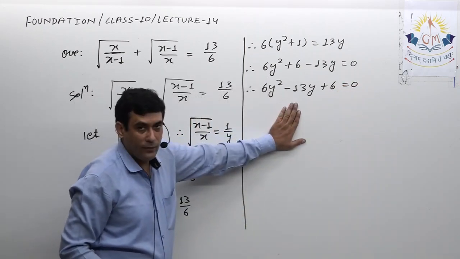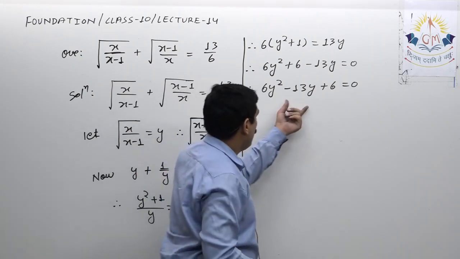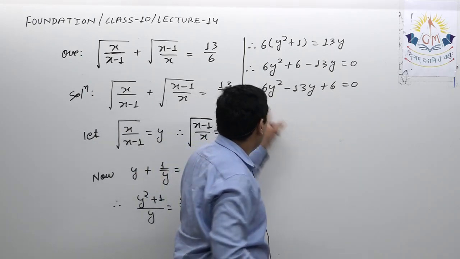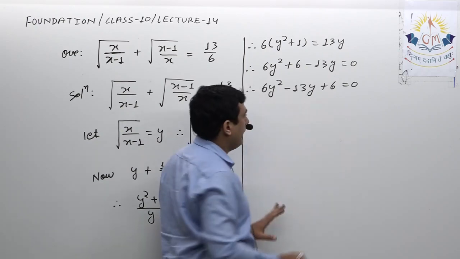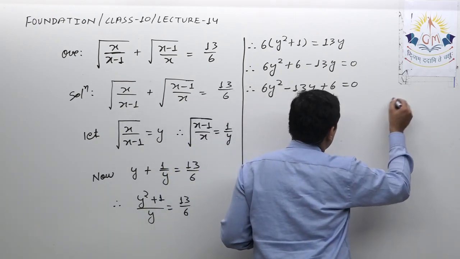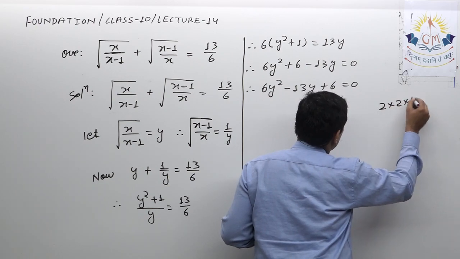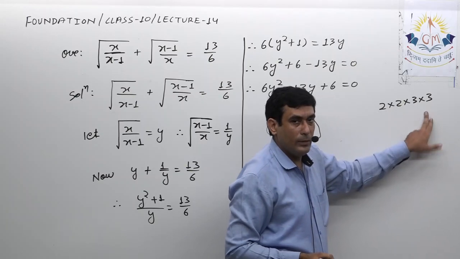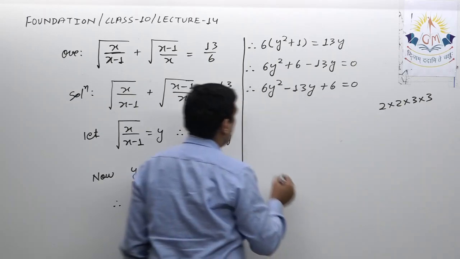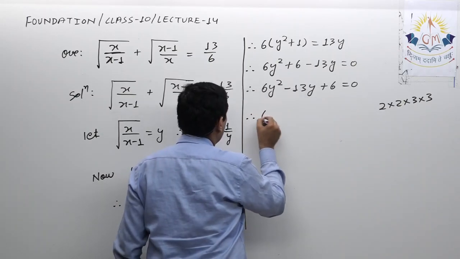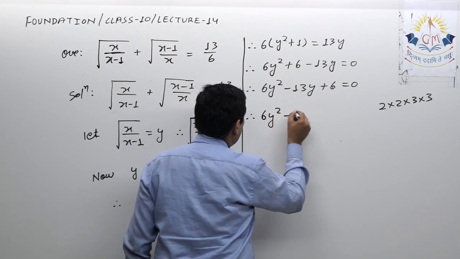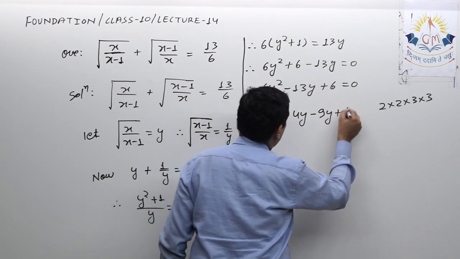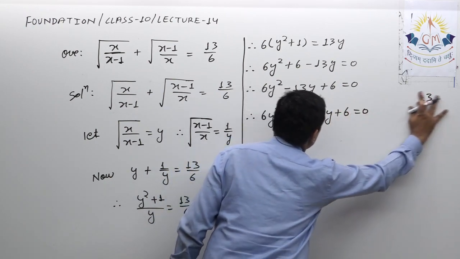Now you have to split the middle term by using the factors of 6 multiplied by 6, that is 36. Factors of 36 are 2 multiplied by 2 multiplied by 3 multiplied by 3. So here I can write 6y square minus 4y minus 9y plus 6 is equal to 0.